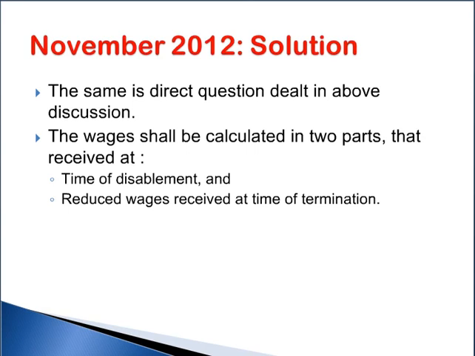The wages shall be calculated in two parts. Part 1 is wages before the disablement. Part 2 is the wages at the time of termination. For the calculation of gratuity, wages shall be taken into two parts. So also the period of employment and the value of gratuity shall be calculated.